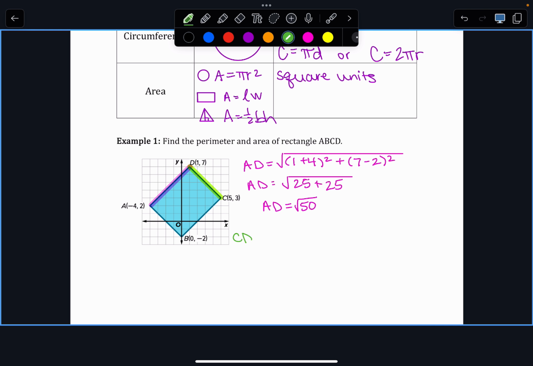So segment CD. I still don't know if I agree. We'll find out. 5 minus 1 squared. 3 minus 7 squared. Isn't it 16 plus 16? Where'd you get? Wait, what did I do? I thought 16 plus 9.